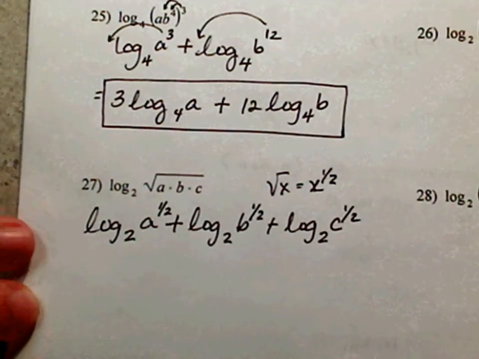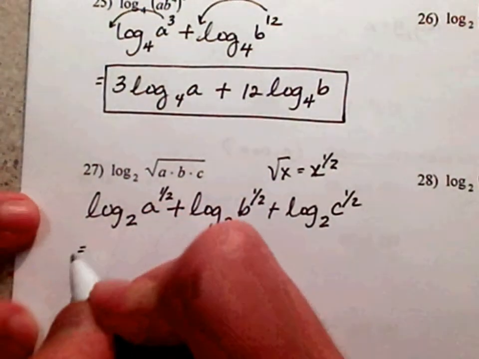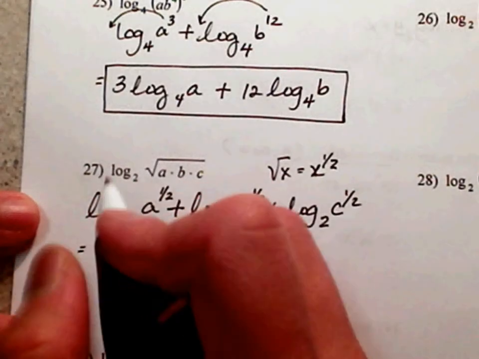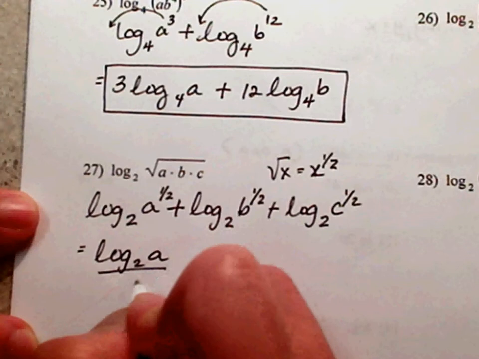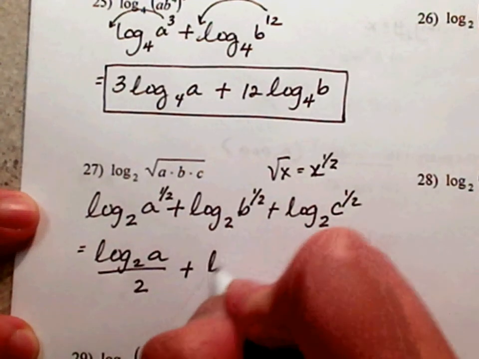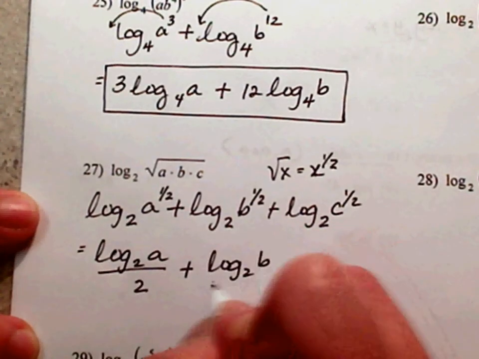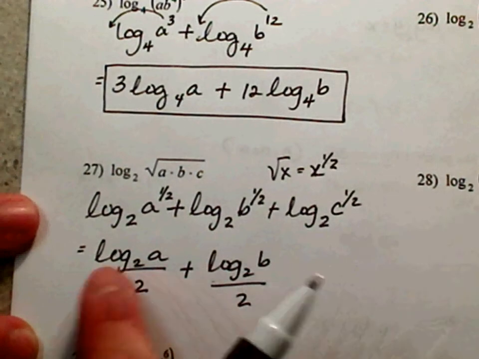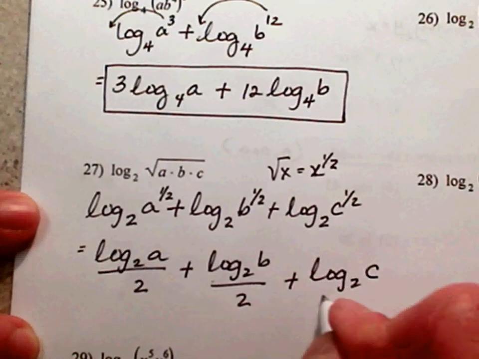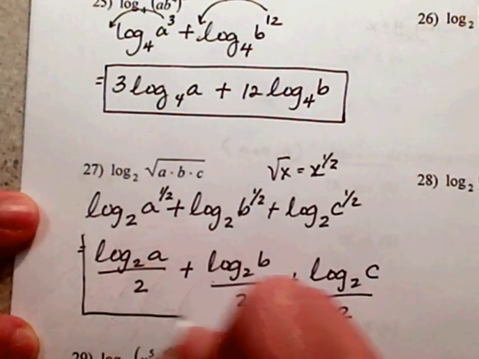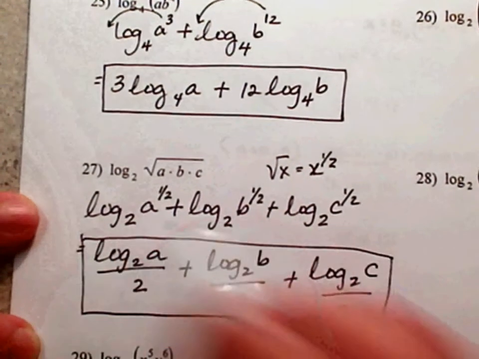Okay? Rewrite it, bring it all to the front. So log base 2 a over 2 plus log base 2 b over 2. Remember, it's the same thing as 1/2 in the front, plus log base 2 c over 2. And you have expanded your 3 logs.